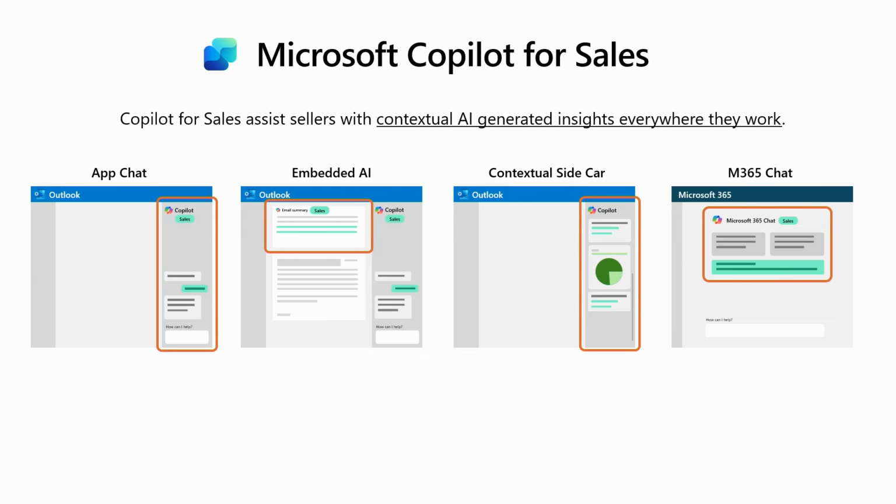And there are four types of experiences where Copilot for Sales shows up. One is in the app chat. So whether you're in Outlook, for example, or Teams, you have the app chat open on the side, and you're asking questions and issuing prompts. Copilot for Sales can show up and give you more relevant information or answers based on the fact that it knows you're that seller persona, and that it has access to that CRM system and can pull in much richer data.